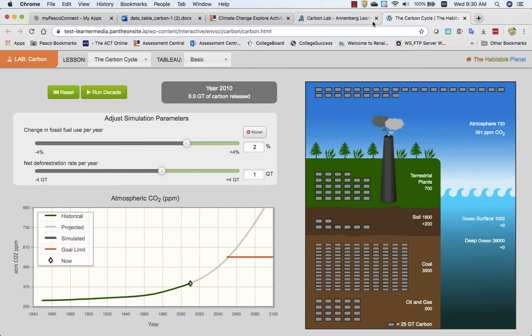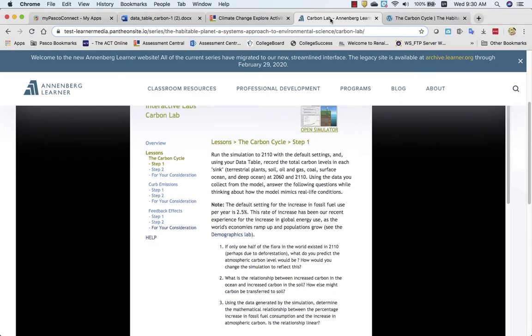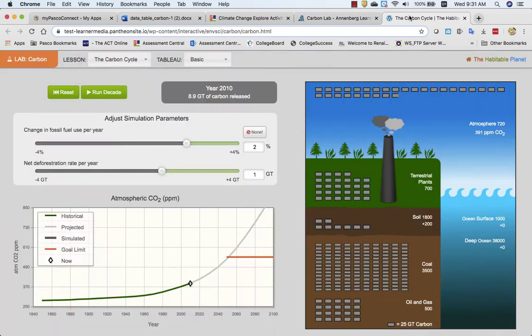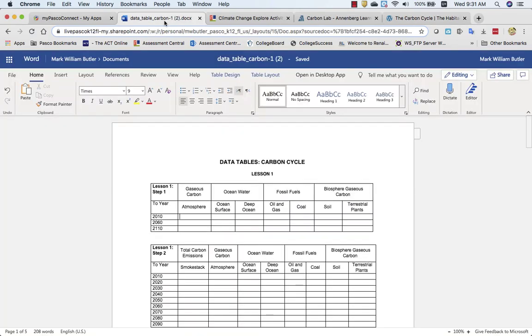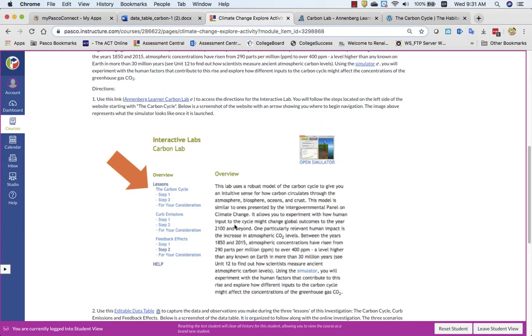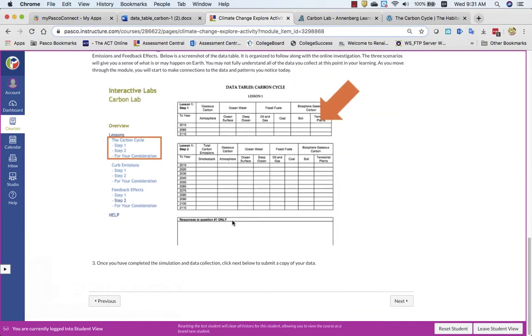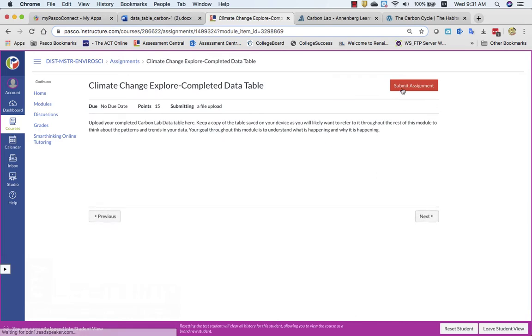So here's the tabs that we want to go back and forth between. These are the directions. This is the actual simulator. We're going to apply the directions to the simulator and then record that information in our data table. And then at the end of all this, we'll submit our completed data table. Once you have completed the simulation and data collection, click Next, and you will go submit that data table right here, the complete data table.